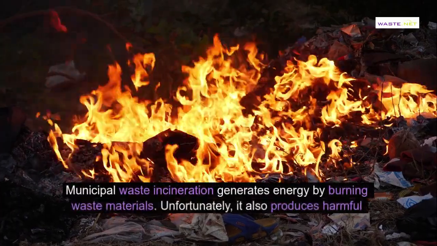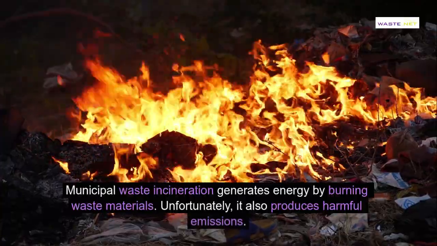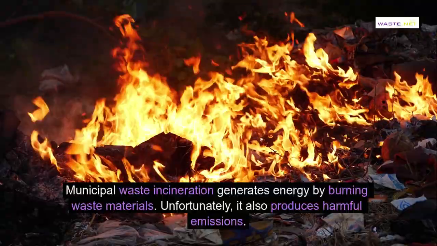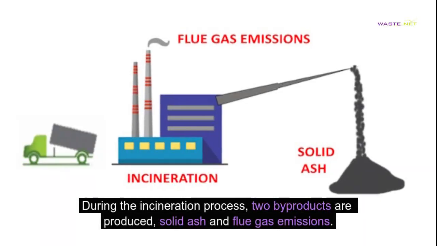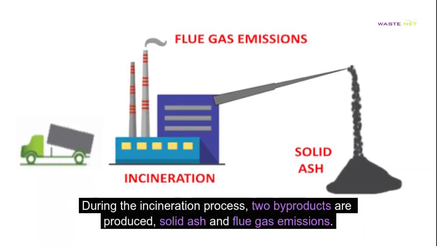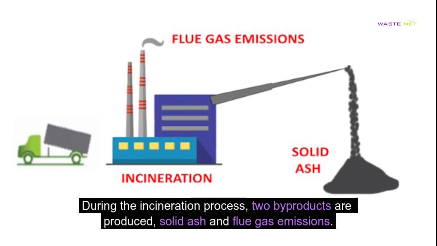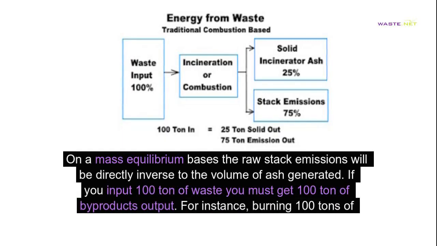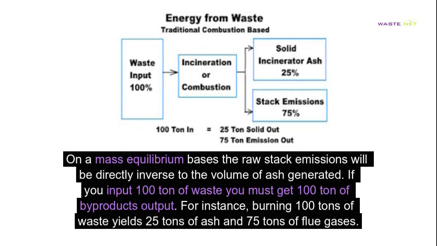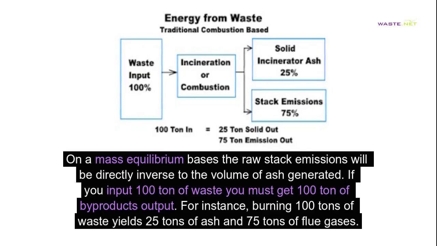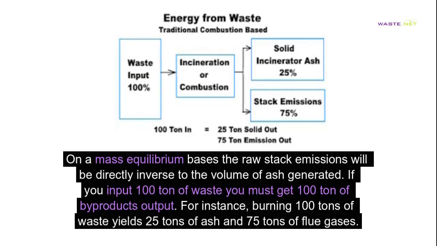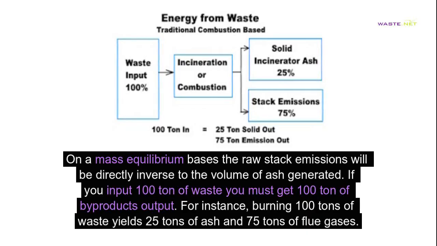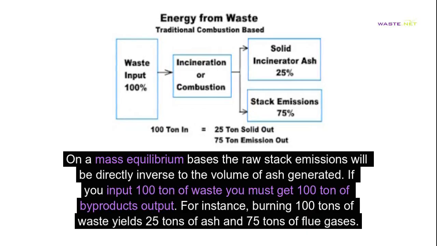Municipal waste incineration generates energy by burning waste materials. Unfortunately, it also produces harmful emissions. During the incineration process, two byproducts are produced: solid ash and flue gas emissions. On a mass equilibrium basis, the raw stack emissions will be directly inverse to the volume of ash generated. If you input 100 ton of waste, you must get 100 ton of byproducts output. For instance, burning 100 tons of waste yields 25 tons of ash and 75 tons of flue gases.